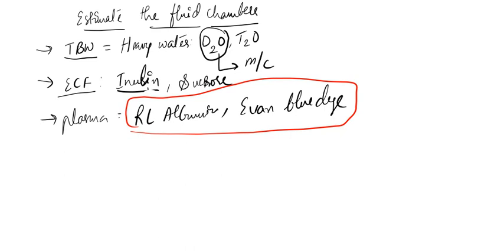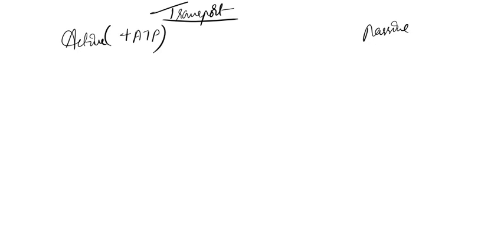Now we will discuss a very important topic, transport. Just focus here. There are two types of transport. One is active, another one is passive. Active is something which occurs with the presence of ATP. Here in passive you don't need ATP.